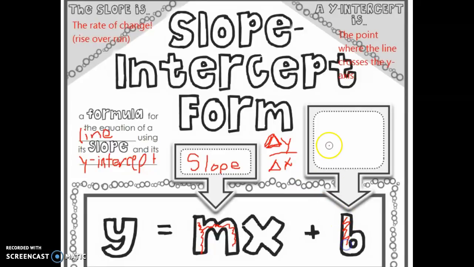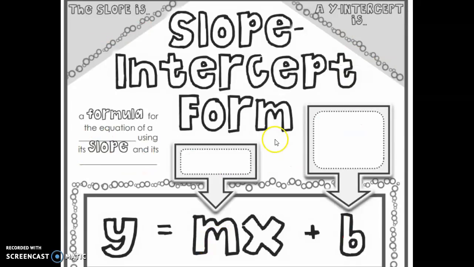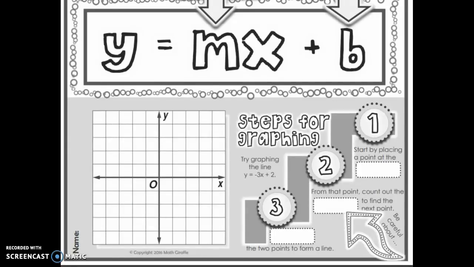The B is the y-intercept. I'm going to abbreviate if that's okay. Let me pause this. You should pause this too so you can get the first part of the notes, because I need to scroll down.